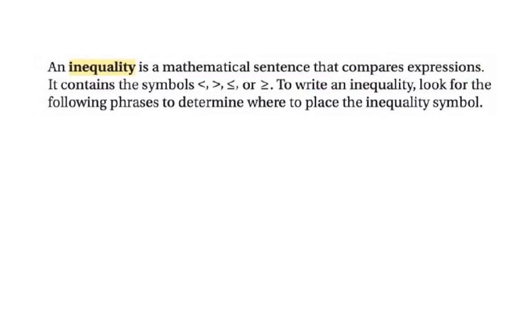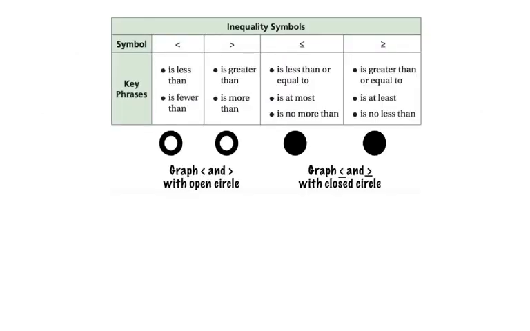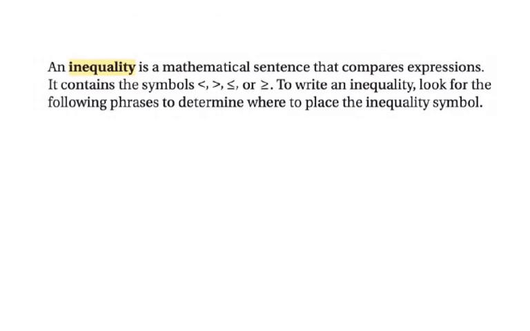To write an inequality, look for the following phrases, and we'll talk about them, to determine where to place the inequality symbol. So these are the different symbols, and you'll be able to decide after we talk about it. But first I wanted to talk about the fact that we are used to things like x equals 2. What inequalities do is they change the equal sign. They're no longer equal. So now it might be x is greater than 2, or x is less than 2. And so it would be only numbers that are less than 2 that make that true. So that's what an inequality is.